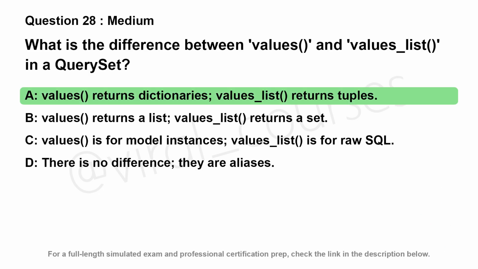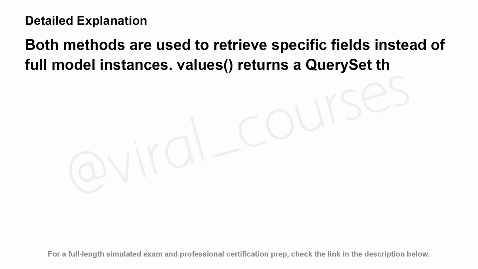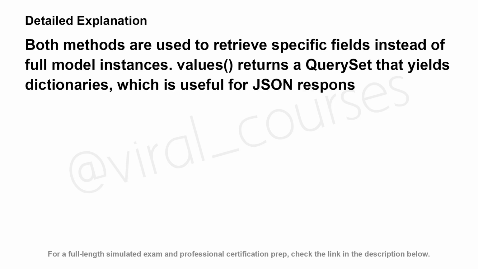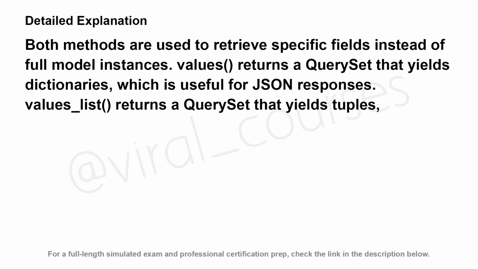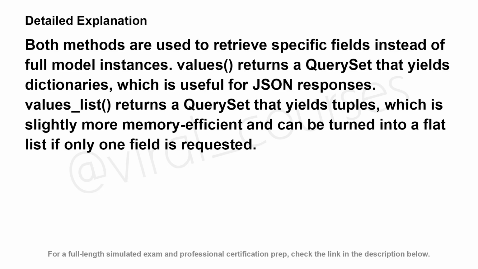The correct answer is A. Both methods are used to retrieve specific fields instead of full model instances. values returns a QuerySet that yields dictionaries, which is useful for JSON responses. values_list returns a QuerySet that yields tuples, which is slightly more memory efficient and can be turned into a flat list if only one field is requested.